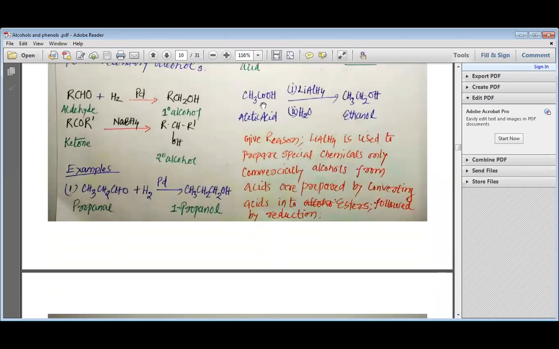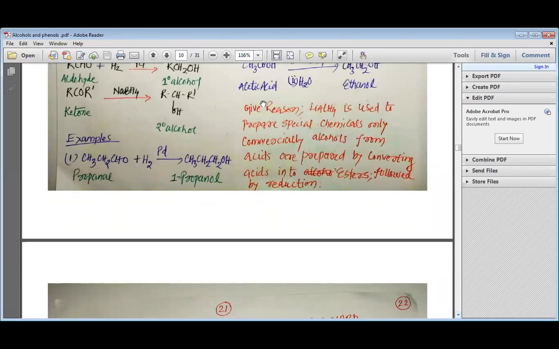Now, if we take acetic acid and allow it to be reduced in the aqueous medium with the help of lithium aluminum hydride, we get ethanol. We have a very important reason to study, my dear students. Give reason: lithium aluminum hydride is used to prepare special chemicals only commercially. So lithium aluminum hydride is used for the preparation of special chemicals only.